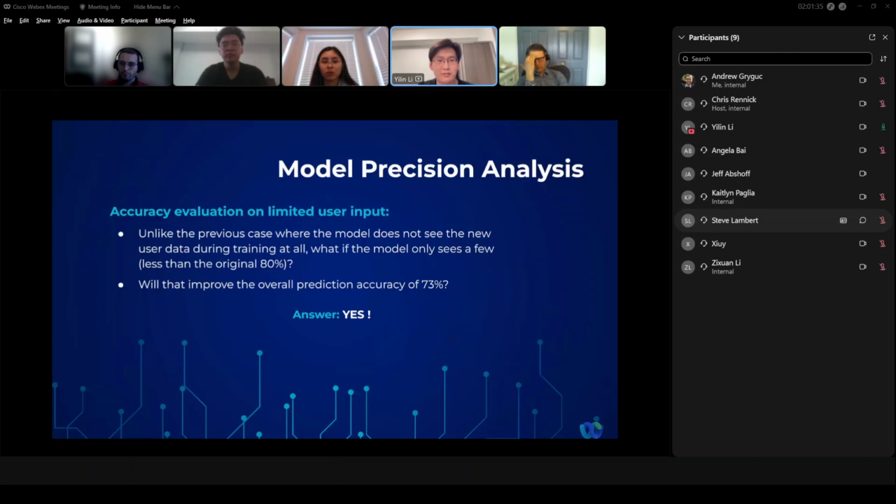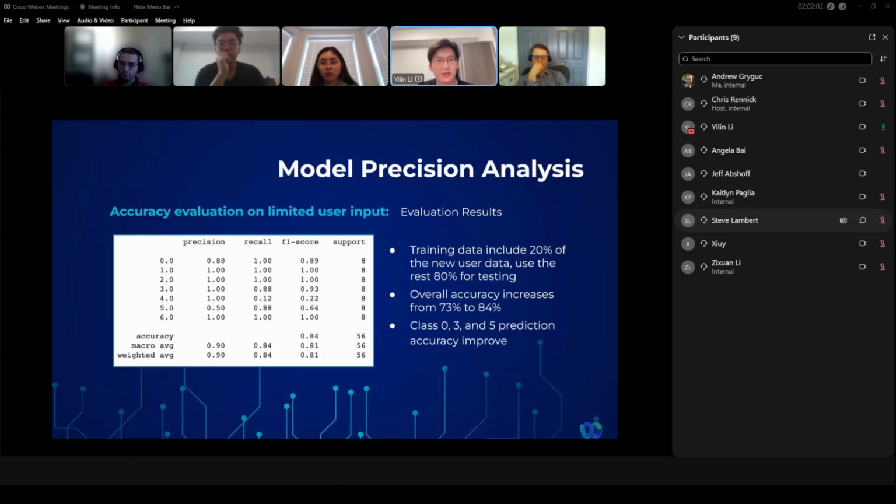Next, we took a middle ground where the model sees only limited user input. Unlike the previous case where the model does not see the new user data during training at all, what if the model only sees a few of the training data sets? Less than the original 80%, of course. Will that improve our overall prediction accuracy of 73%? Well, the answer is yes.